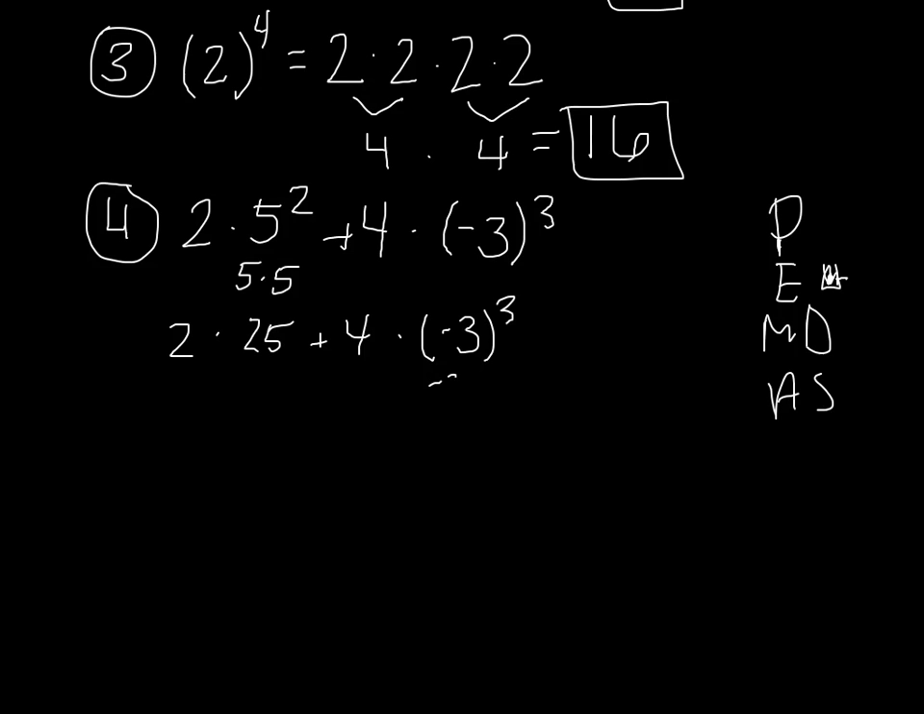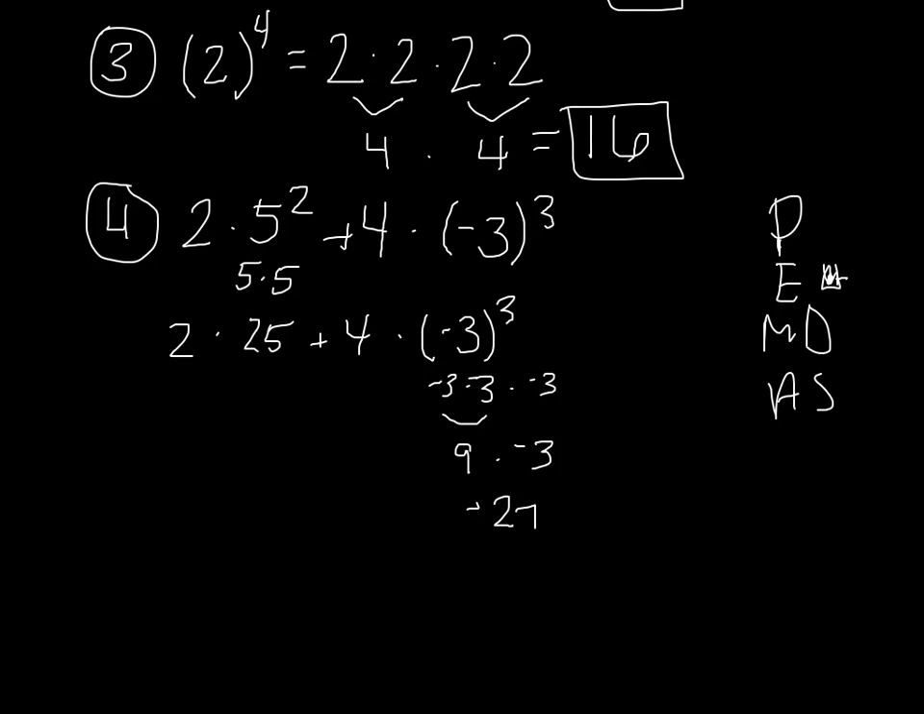So this is negative 3 times negative 3 times negative 3. Okay, I know negative times a negative is a positive, so negative 3 times negative 3 is a positive 9. Then I have to do positive 9 times a negative 3. Okay, whenever they're opposite signs, my answer is going to be negative. Then I just have to say what's 9 times 3? That'd be 27. So negative 3 cubed is negative 27.